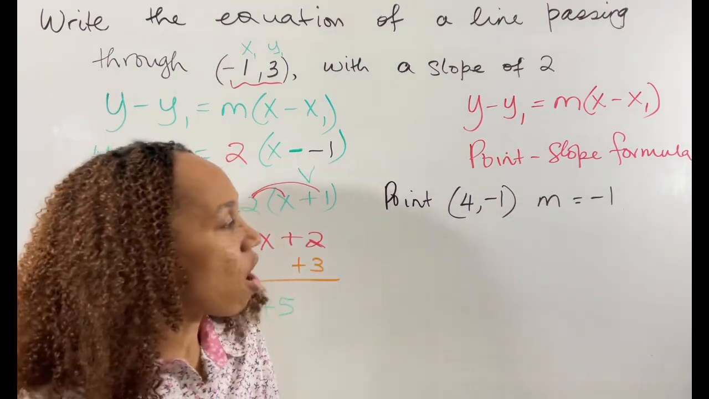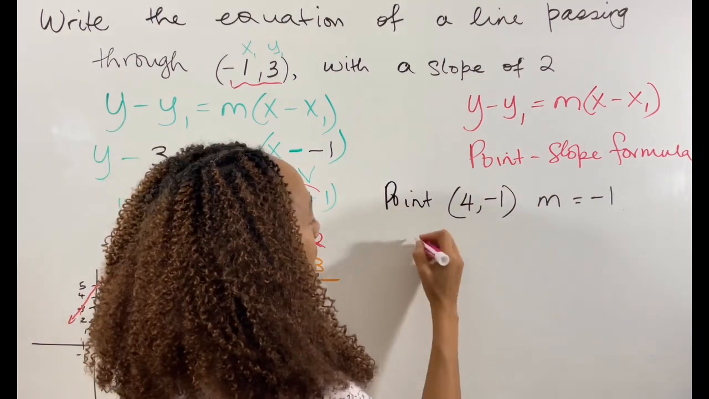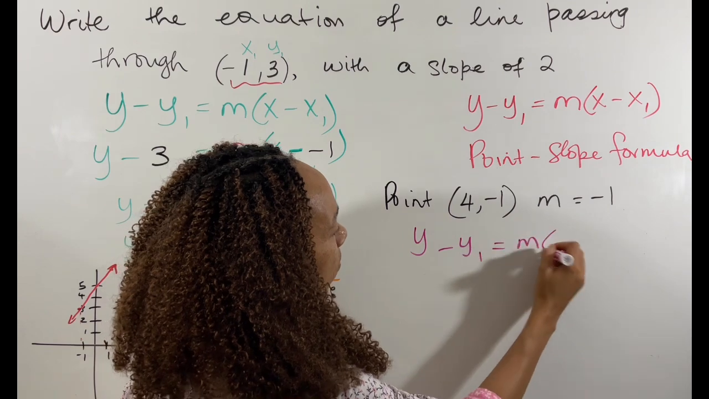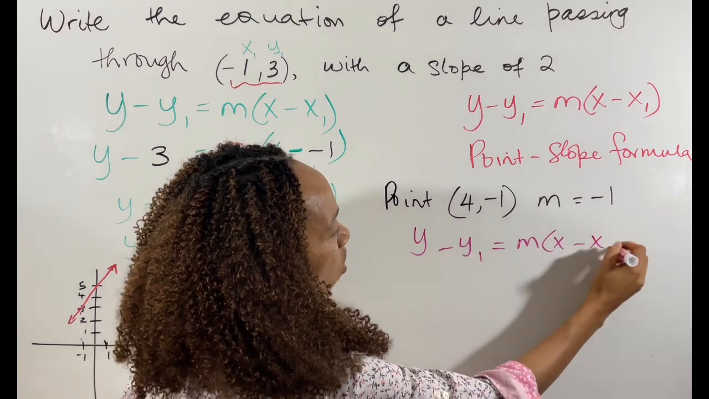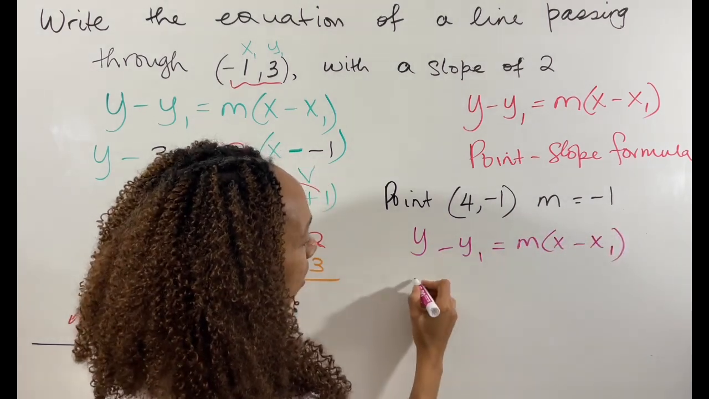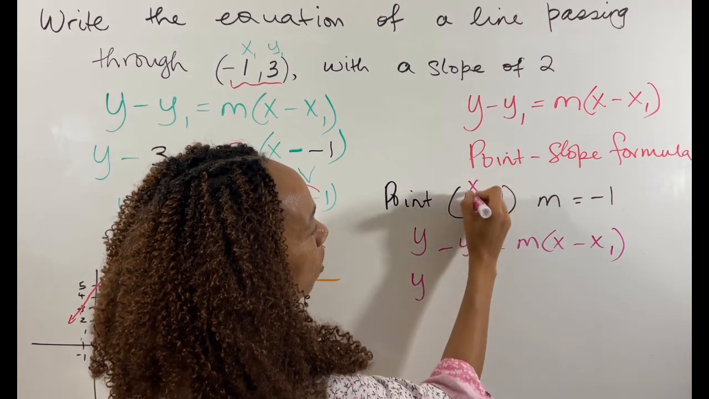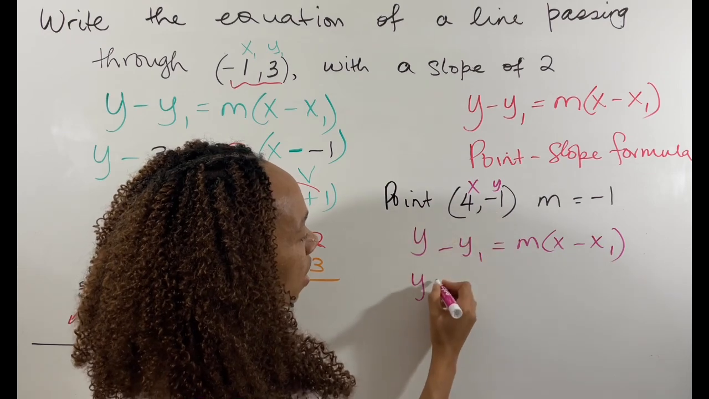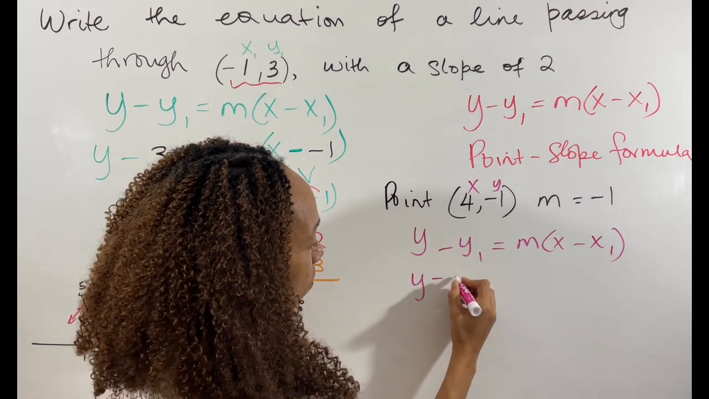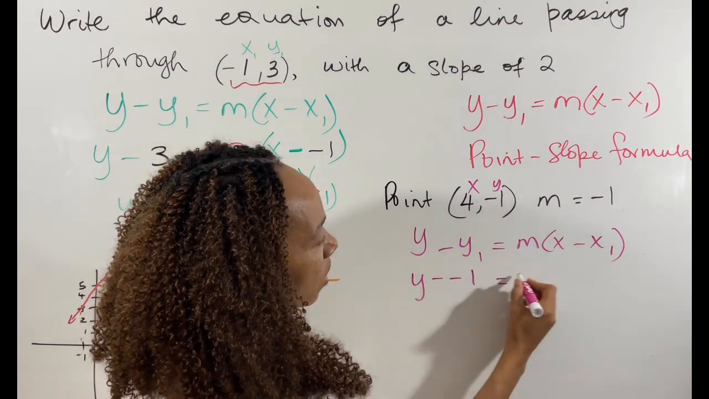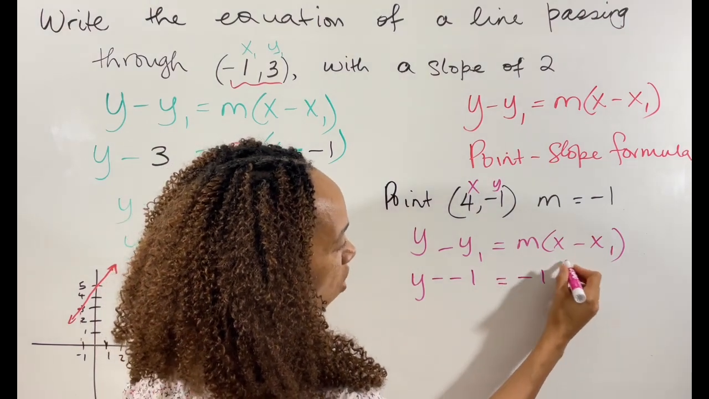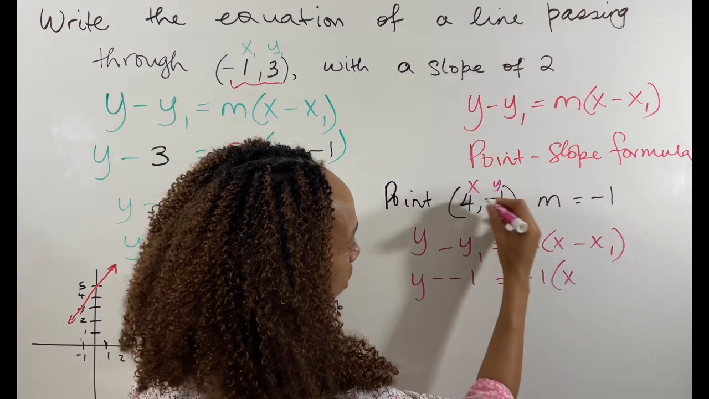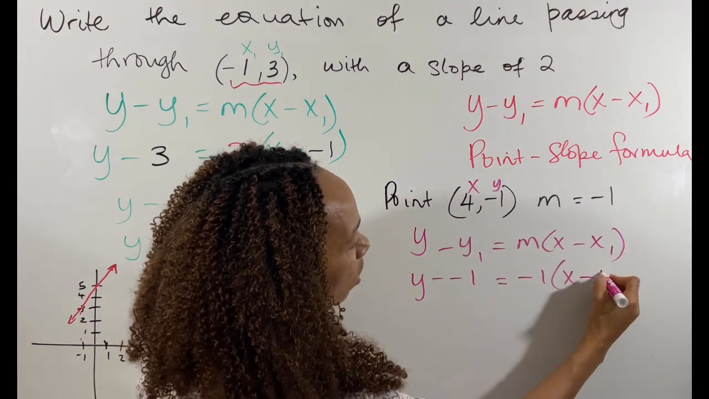We always start off with our formula. y minus y1 equals m, x minus x1. All right, we can go ahead and substitute now. Label x and y. Okay, so y1 here is going to be negative 1, and our slope is negative 1. x remains the same, and then we're going to substitute minus 4.